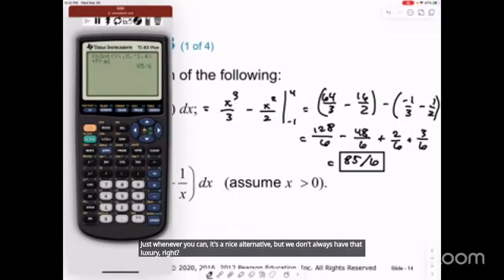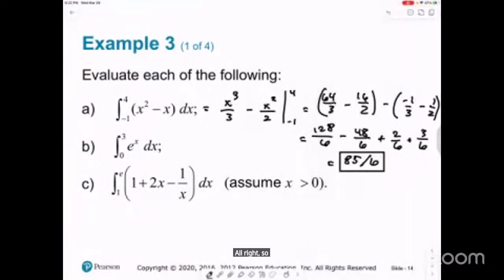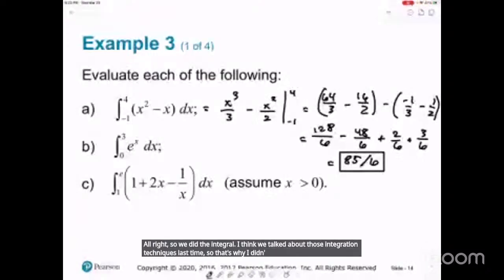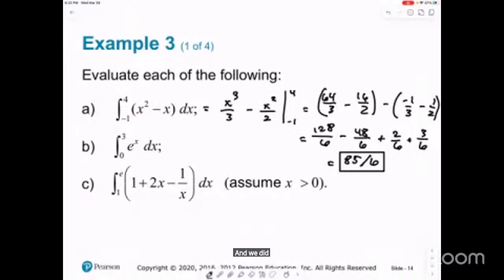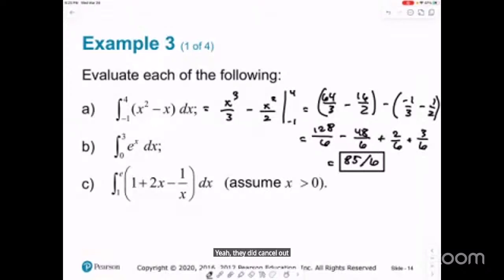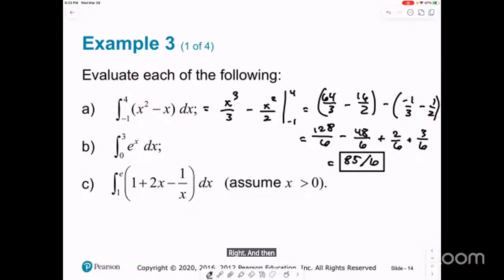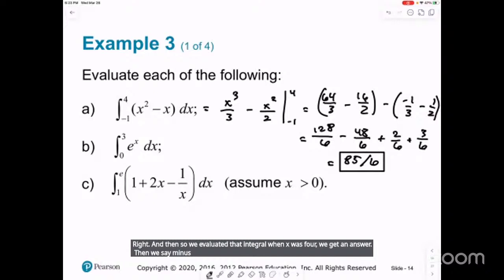Let's just recap. All right, so we did the integral. I think we talked about those integration techniques last time, so that's why I didn't go into those details. And we did not include the constant of integration because we're evaluating a definite integral. Yeah, they did cancel out, right? Because there's no x there, so when you subtract them, they're going to cancel out. Then we evaluated that integral when x was 4, we get an answer. Then we say minus when x is -1, you get an answer. So the first answer minus the second answer, and we got 85 over 6.